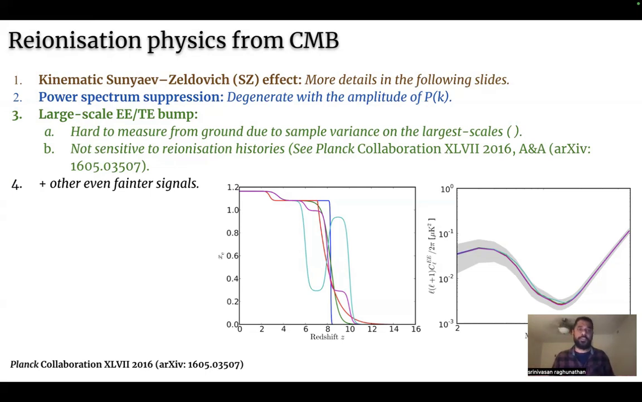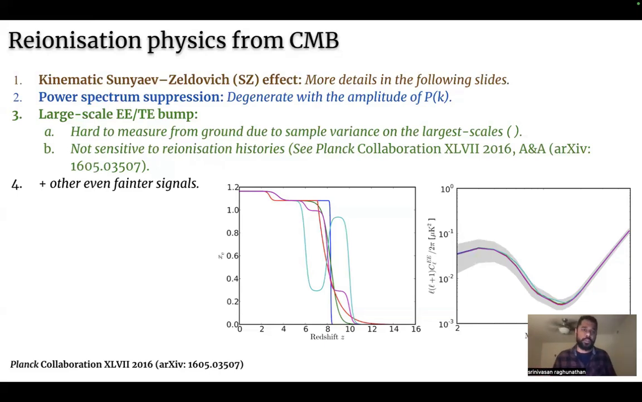The other good probe is that at the time of reionization, we have this additional polarization being generated around redshift 10. Around redshift 10, the size of the universe was much bigger than at the time of recombination. So what we expect is a large-scale bump in the polarization signal, both in EE and TE, around L of 10, which is a very large angular scale on the sky. Since it's such a large angular scale, ground-based experiments cannot measure this because we are limited by sample variance. So you really need satellite, full-sky measurements for this.